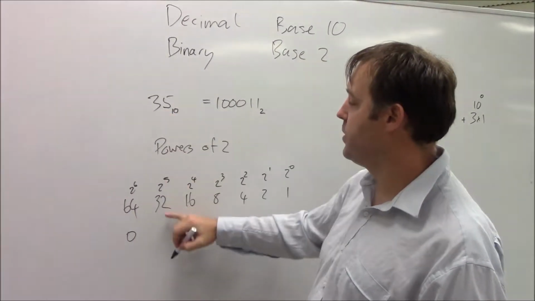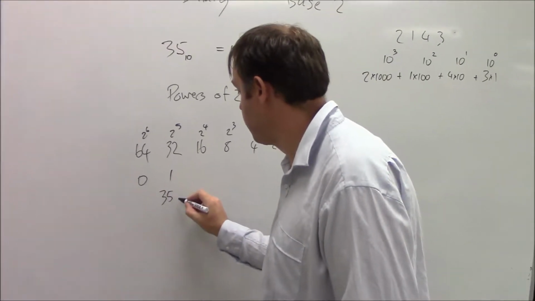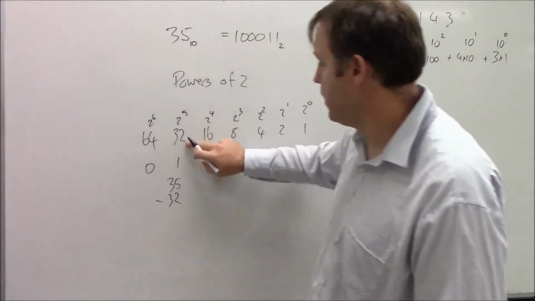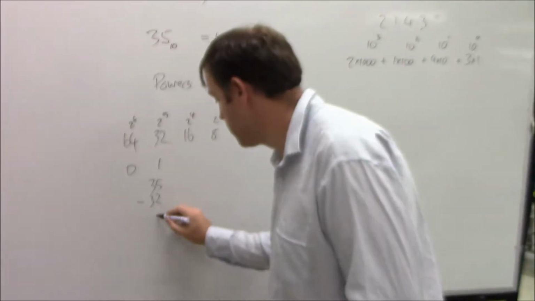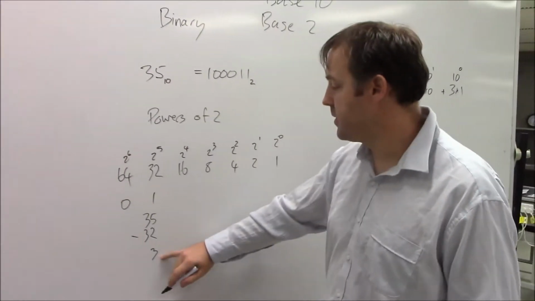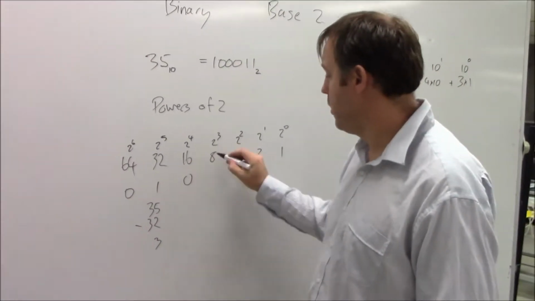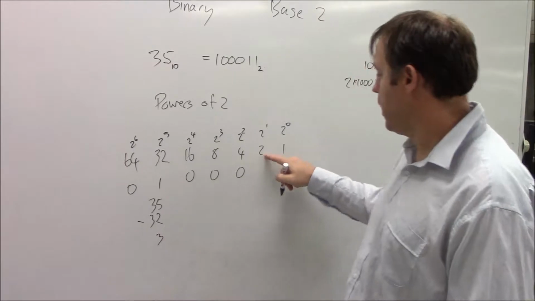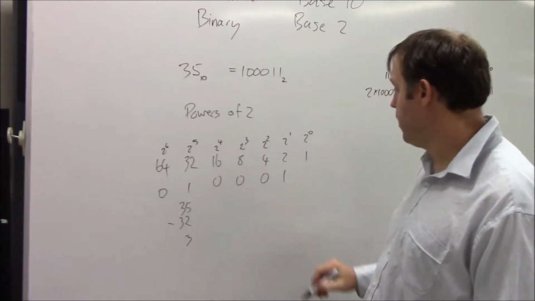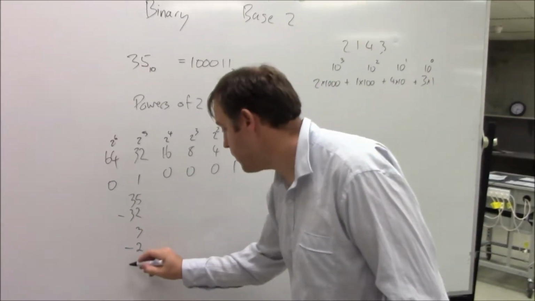Is 35 larger than 32? It is. So I put 1 and I subtract this power of 2 from it. So 5 minus 2 is 3, 30 minus 30 is 0, so we're left with 3. So now we're going to test to see if this number is bigger than this one. It's not. No. Okay, it is now. So then we subtract it. So 3 minus 2 is 1.